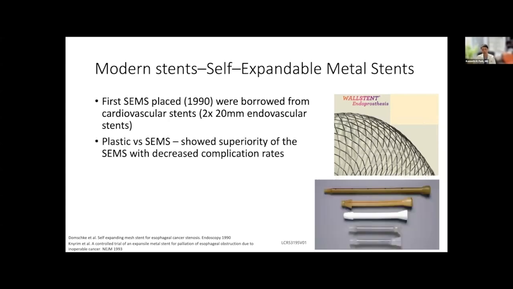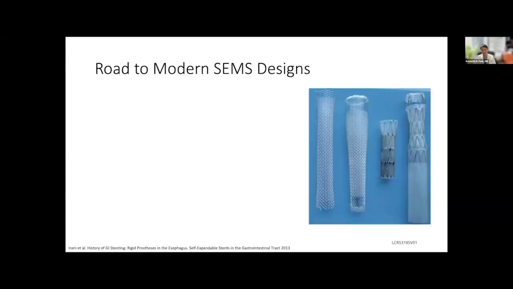That's the era when people started comparing the metal stent versus the plastic or rubbery stents that were already available. Multiple studies in the early 90s showed superiority of self-expanding metal stents, with decreased complication rates, including perforation and bleeding. That sparked a new era of metal stent designs.